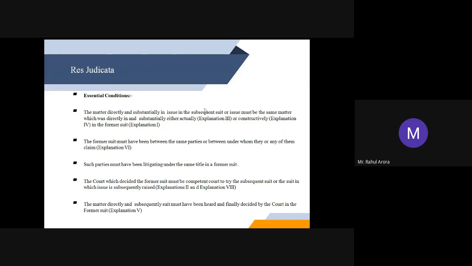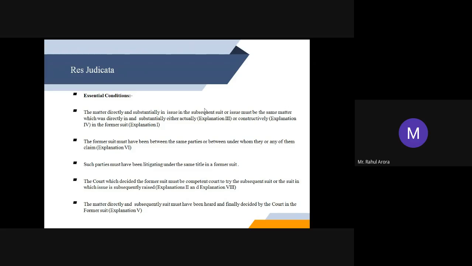Now, what are the essential conditions for the application of this doctrine? There are five essentials. The first essential is that the matter must be directly and substantially in issue in the subsequent suit, or it must be the same matter which was directly and substantially, either actually or constructively, in issue in the former suit. Second, the former suit must have been between the same parties, or between parties under whom they or any of them claim.